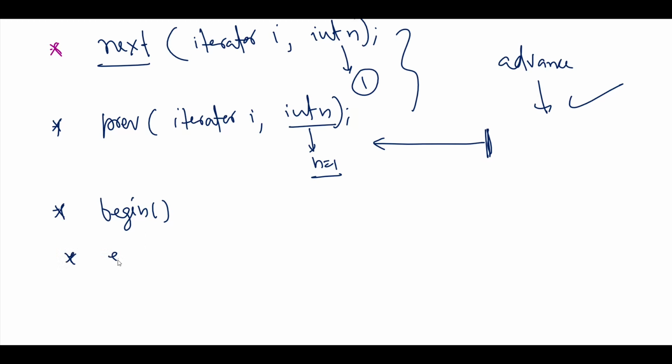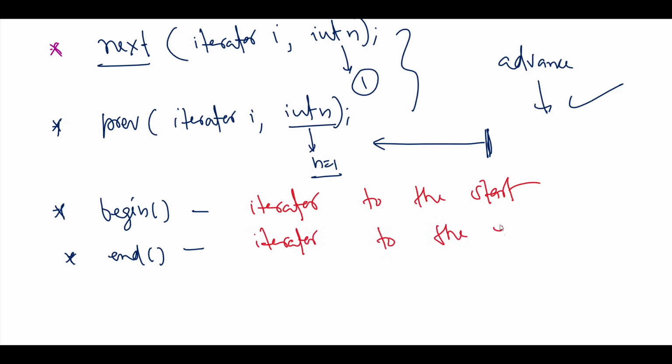Now we have two more functions which we have already discussed. One is begin and another is end. So begin is going to return an iterator to the start of the given container, whereas end will return an iterator to the end of the given container. Alright, so it was all about iterators in STL.